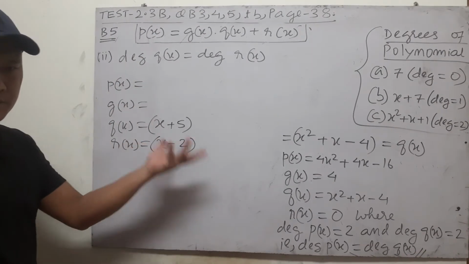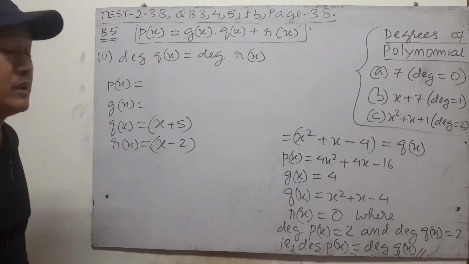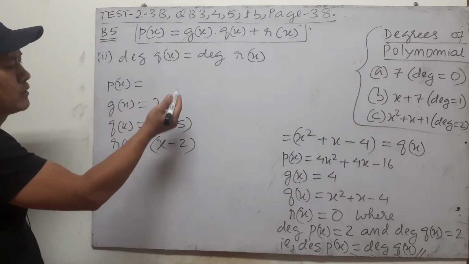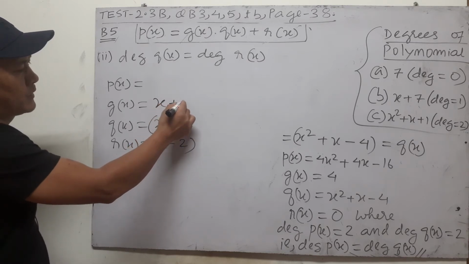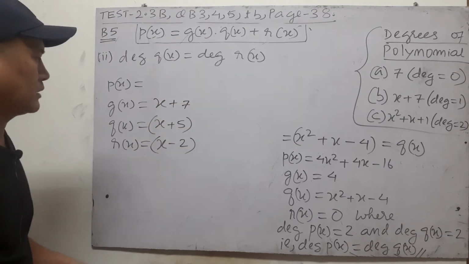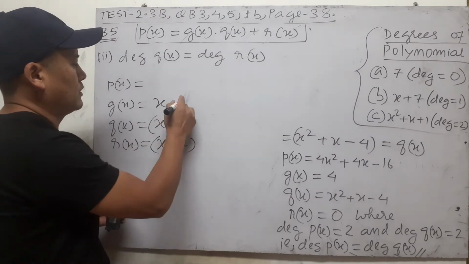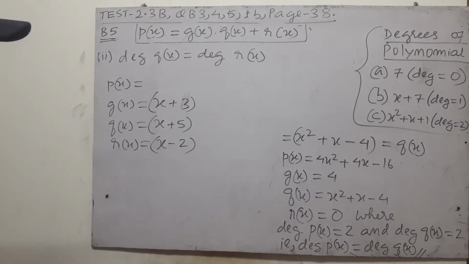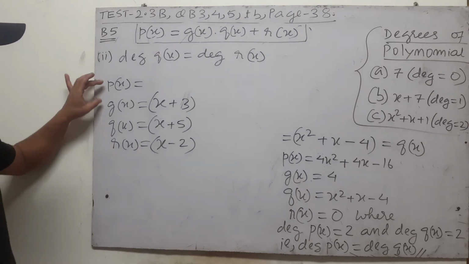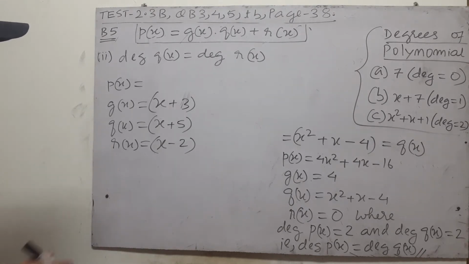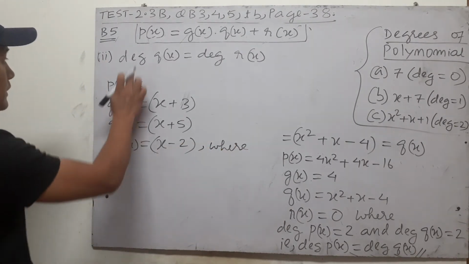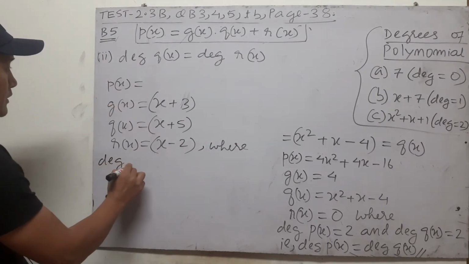I'm putting degree 1 because degree 1 polynomials are easier to deal with. Then g of x, there is no condition, so just put any polynomial like x plus 7 maybe, or let us say x plus 3. Let's just put x plus 3. Then don't worry about the p of x. So here you write where degree, showing that we have satisfied the condition of the question.